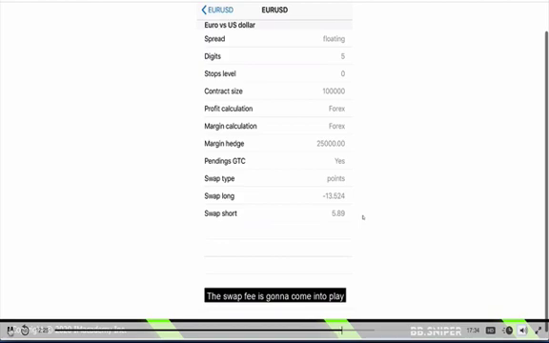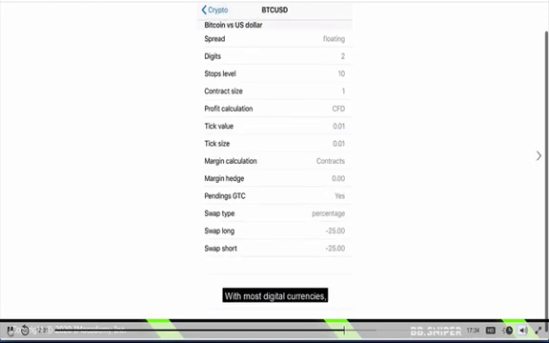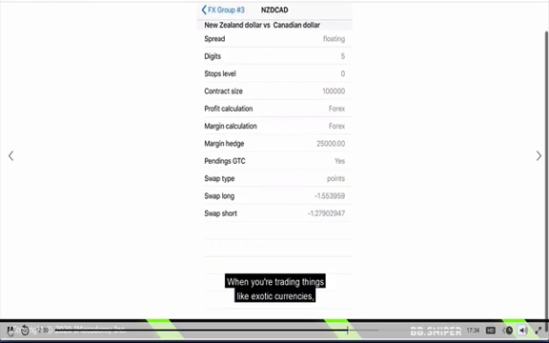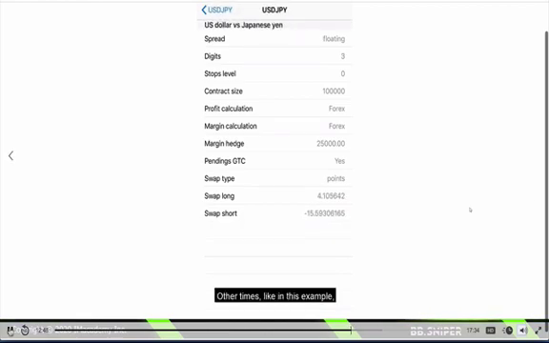The swap fee is going to come into play on pretty much anything that you can trade. With most digital currencies, it's always going to be a negative swap. When you're trading things like exotic currencies, sometimes the swap may be negative on both. Other times, like in this example with the US dollar, Japanese yen, you're going to find that it is a swap long, which means you will get paid for holding onto a buy position, but you will have to pay to hold onto your short.